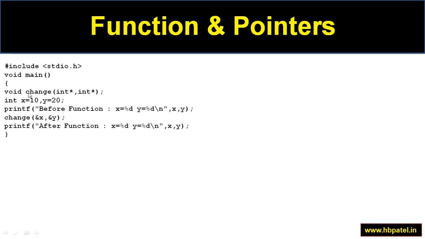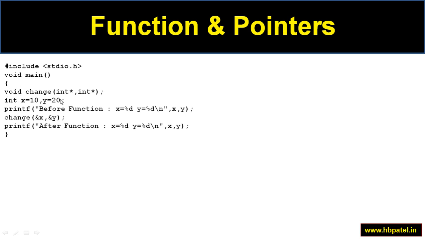So we have a function void change(int *, int *). We know that change is a function name with 2 arguments, and both are of type pointers, because int star, int star means pointer to integer, and this void represents that this function does not return any value. If I read the entire statement, it would go like this: change is a function with 2 pointers as arguments, both pointers are pointing to integer, and this function does not return any value.